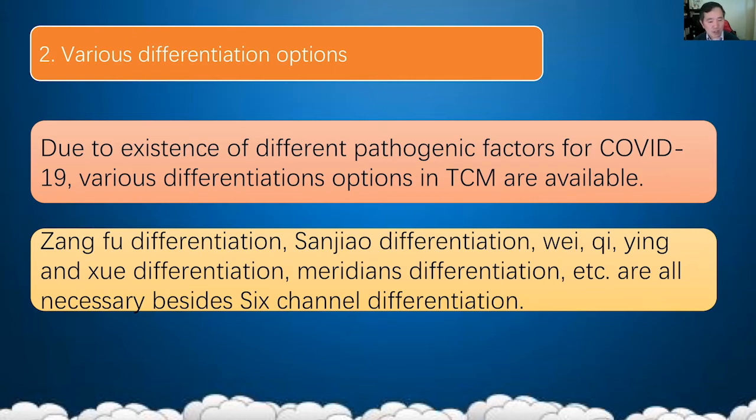So when damp is involved, we can use another system called the 三焦 system, 三焦 differentiation. But when there is high fever, there is blood heat, etc., we can use 卫气营血 differentiation. So 6-channel differentiation is one of those options.